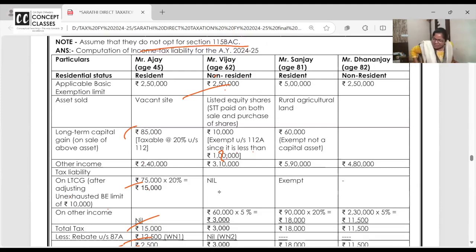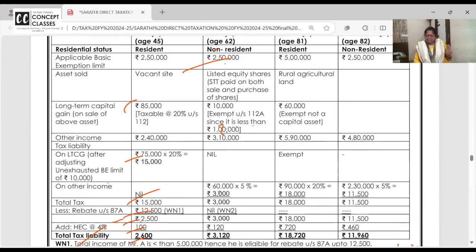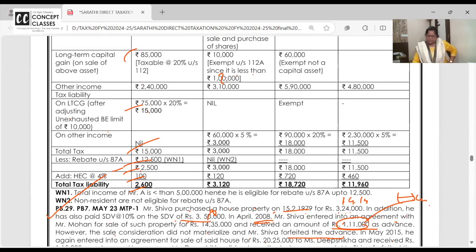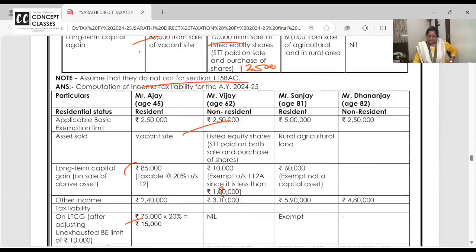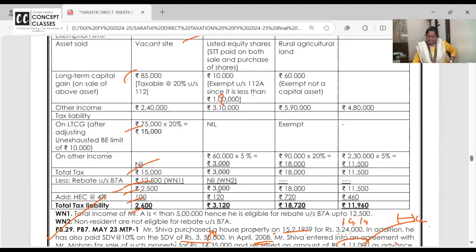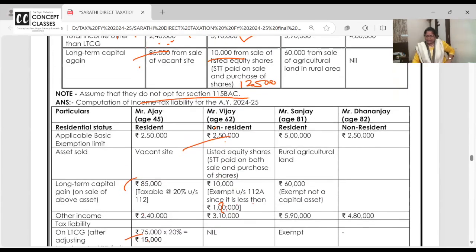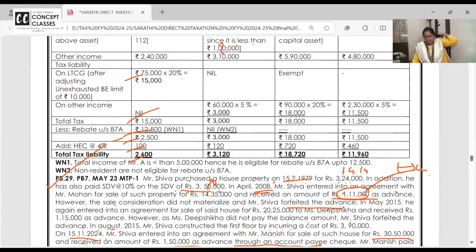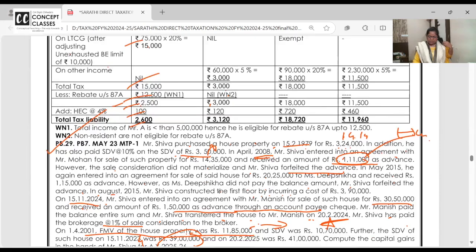Ma'am, he's 60 years and above. Basic exemption should be 3 lakh. No, he doesn't get it. Additional basic exemption is not allowed for non-resident. 3 lakh for 60 years, for 80 years and above 5 lakh, not allowed. So here, his income is 310, 250 is exempt, remaining 60,000 at 5%, and then tax. And anyhow, the total income is less than 5 lakh. So the tax will be 3,000.